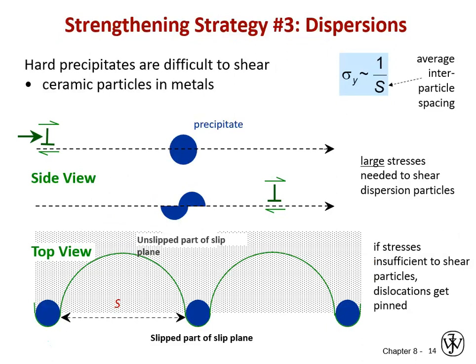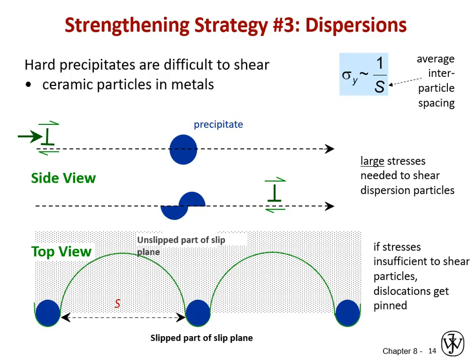Okay, completely different strengthening strategy, number 3, dispersions. So this is stepping away from the idea of the strain fields and more or less just looking at something that is like a super grain boundary. These are very effective for stopping dislocation movement at high temperature. This is called dispersion strengthening.